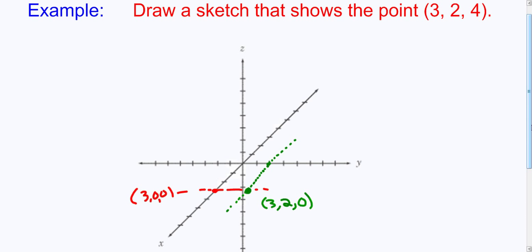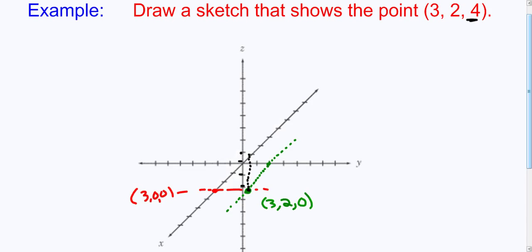And then I have to move 4 along my z-axis. So now I need to go 4 up. I'm going to start right here, and I'm going to go 4 up. So I need to use the same scale that's on my z-axis. So I'm going to go 1, 2, 3, 4 up, right? So from that point, I'm going to go 4 up.